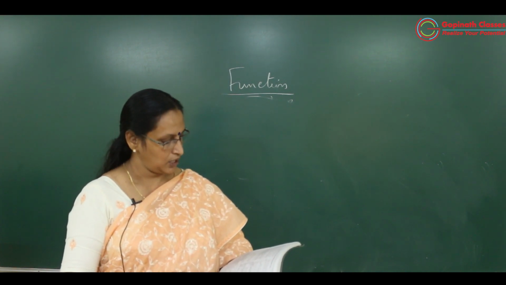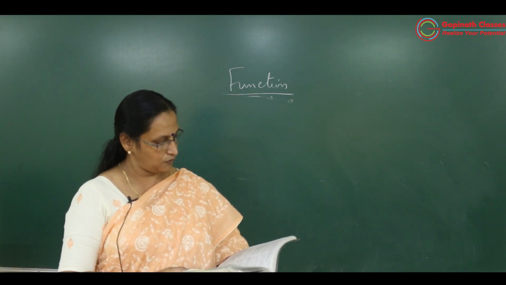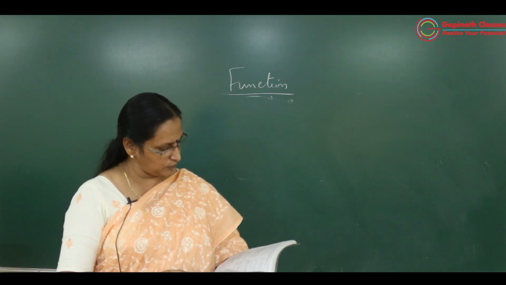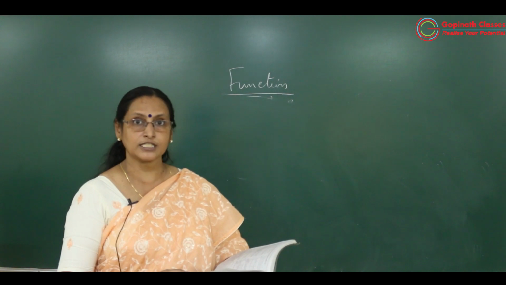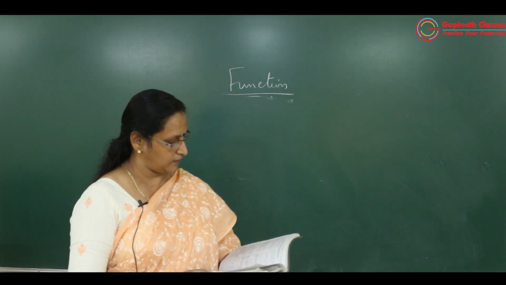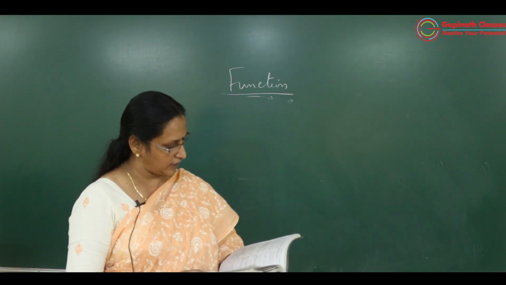Come to the second one. 2, 1, 4, 2, 6, 3, 8, 4, 10, 5, 12, 6, 14, 7. It's also a function. All the elements are there. And what about the range? 2, 4, first element को pick up करो. 2, 4, 6, 8, 10, 12 and 14. That's the domain. And the range is 1, 2, 3, 4, 5, 6, 7.